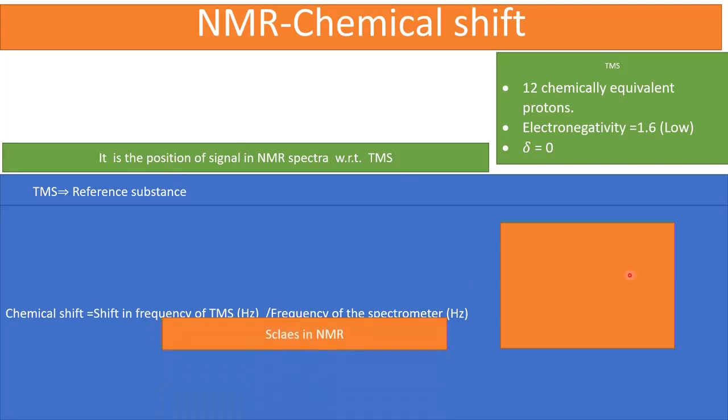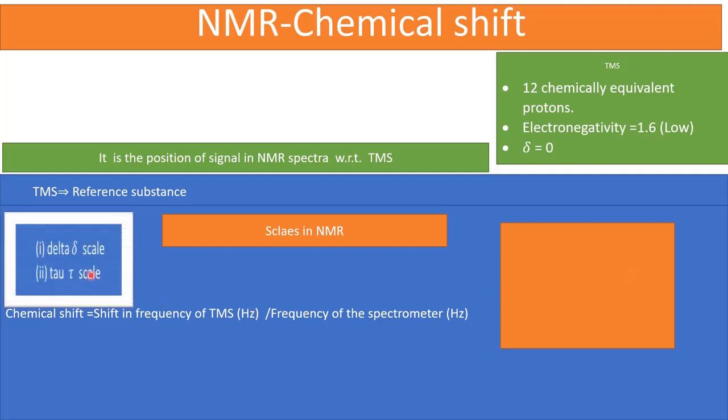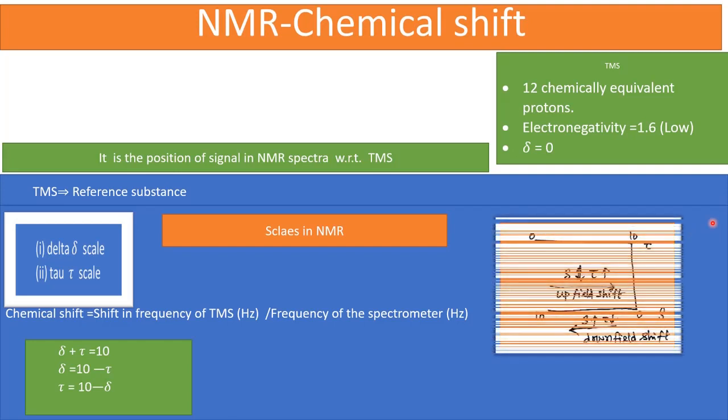Then, the scales of NMR. What are the scales used to find out the chemical shift? One is the delta scale and the other is the tau scale. They are related as delta plus tau is equal to 10, so delta is equal to 10 minus tau. For example, the delta value of TMS is equal to 0 and the tau value of TMS is equal to 10.